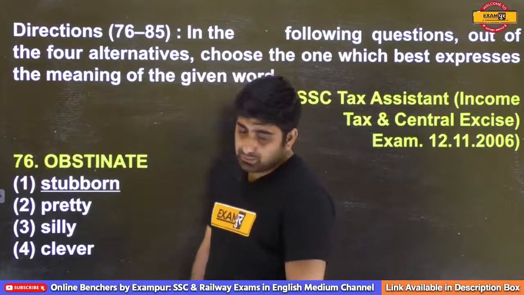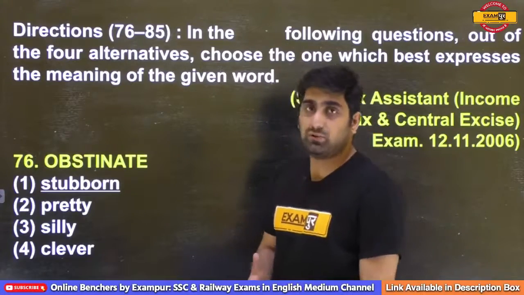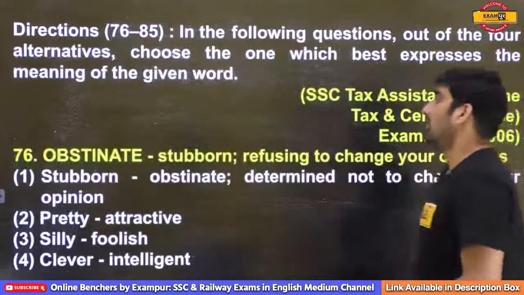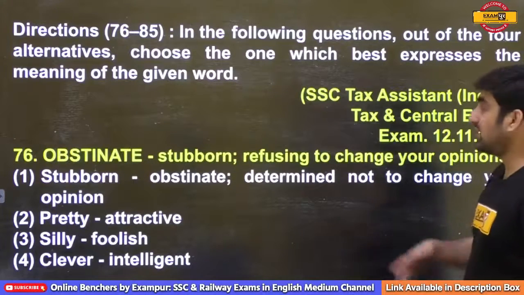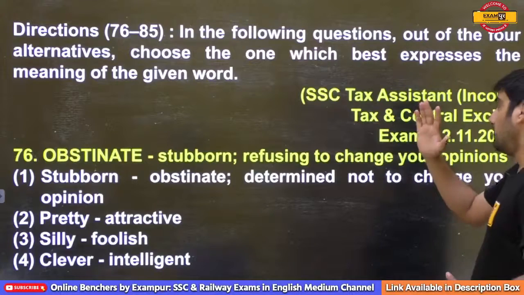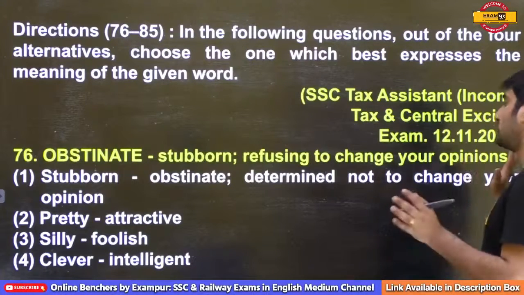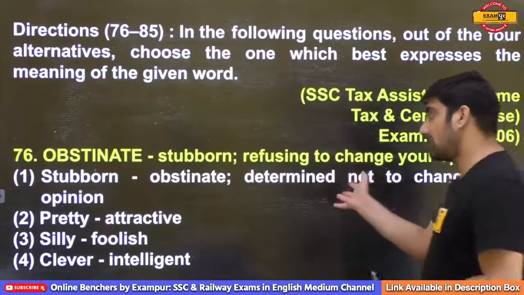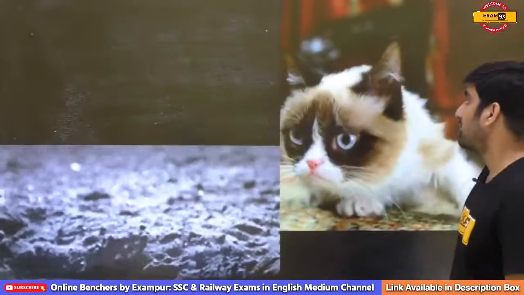Okay, thank you. Obstinate basically means one who is rigid in their opinion. Guys, you can look at the words given there. Obstinate means stubborn, refusing to change your opinion. Stubborn means determined not to change your opinion. Pretty means attractive. Silly means foolish, and clever means intelligent.